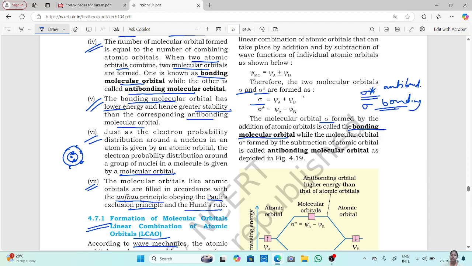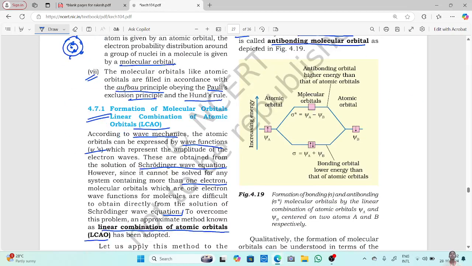So, sigma is for the bonding molecular orbitals, and to find the sigma bond, you have to add both the wave functions, while the molecular orbital sigma star is formed by the subtraction of atomic orbitals, and this is called an antibonding molecular orbital. Now, how will you represent the molecular orbitals? This is the molecular orbital diagram. Here you have to show increasing energy levels for each of them.